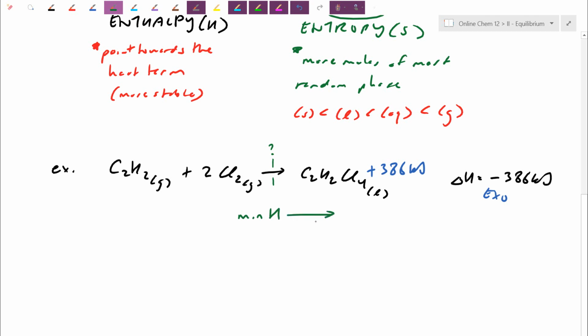That's how it's more stable. But what about the maximum entropy argument? Maximum entropy wants to look for the most random phase. The most random phase is actually gas on the left side. It's liquid on the right side. The maximum entropy actually is on the left side.